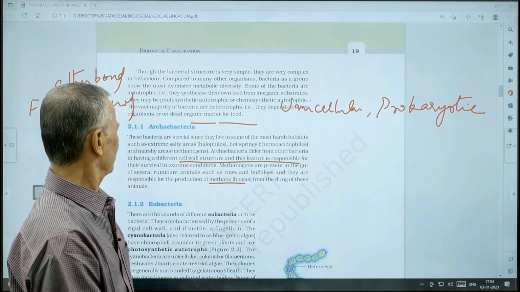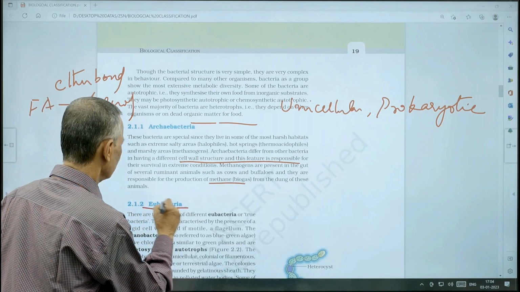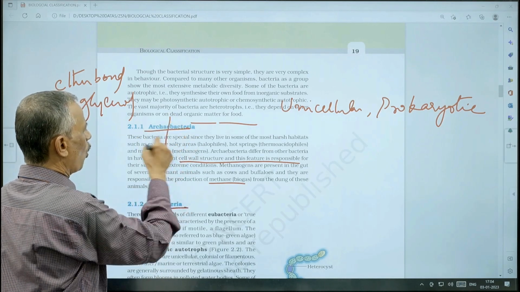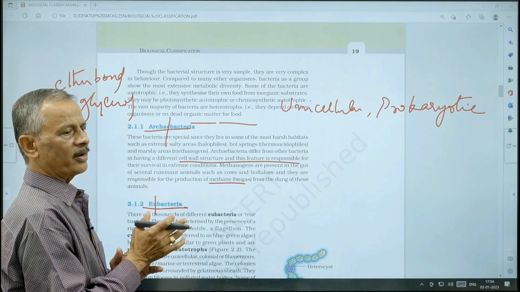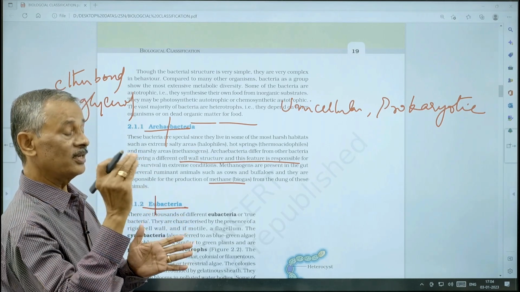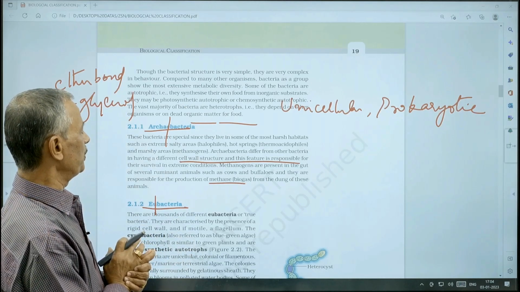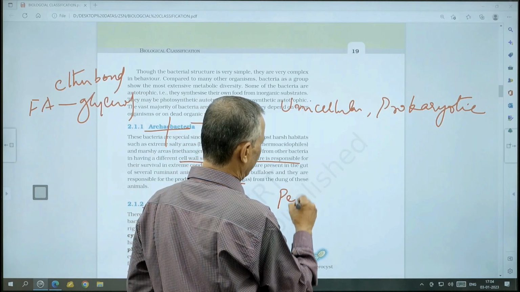Now, eubacteria. Eu means true. These are true bacteria. Archaea means old, ancient. So, true bacteria have a different cell wall. Their cell wall will have what is called peptidoglycan.